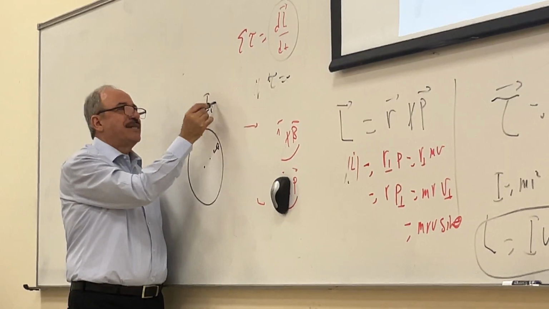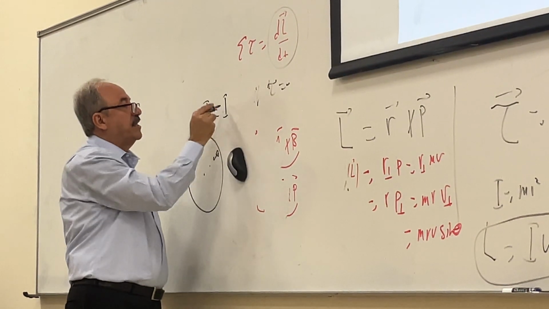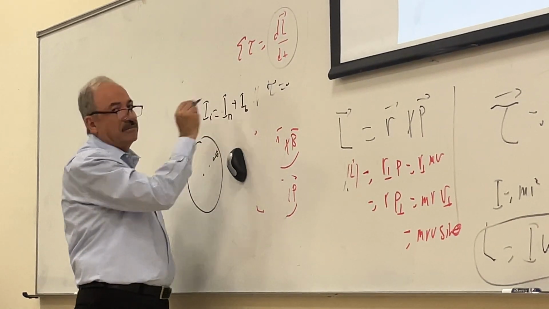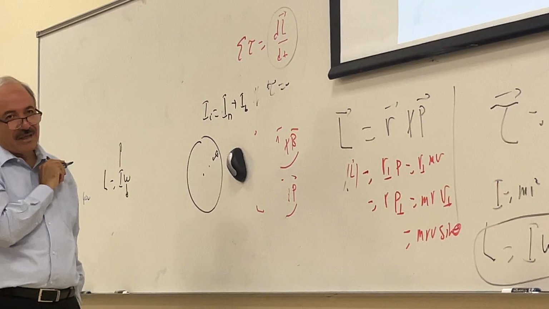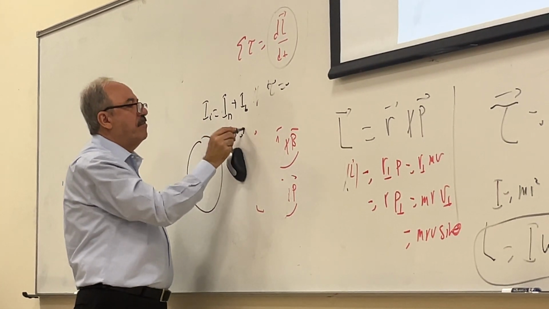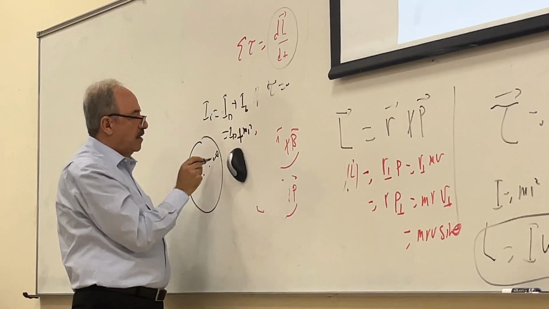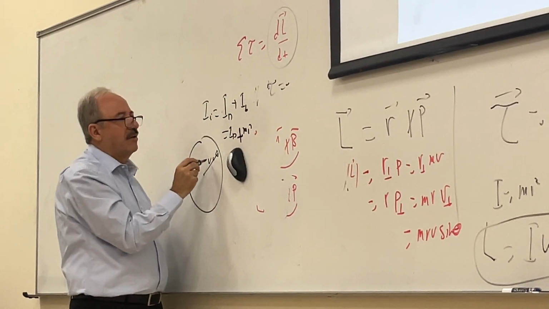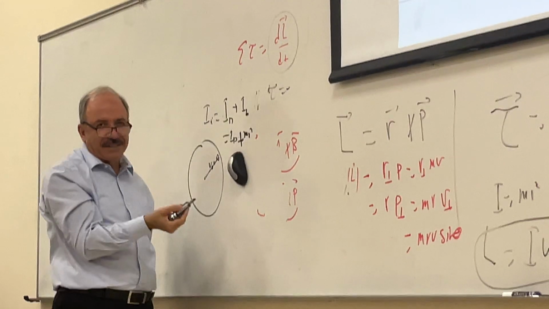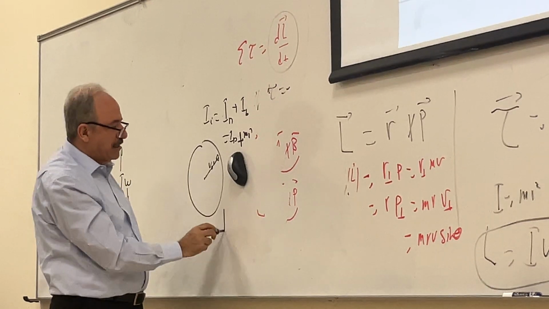Moment of inertia initial is equal to the moment of inertia of the disk plus the moment of inertia of the beetle. Isn't it? I total is equal to I disk plus m R squared. This is R. So here, what happens to m r squared? It becomes smaller. So the moment of inertia decreases.